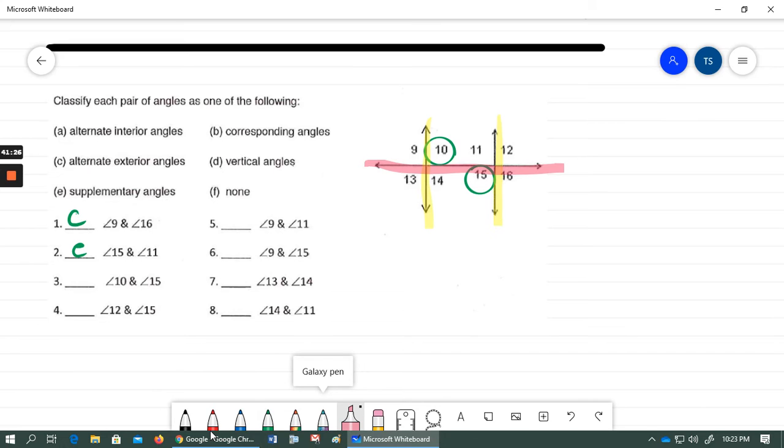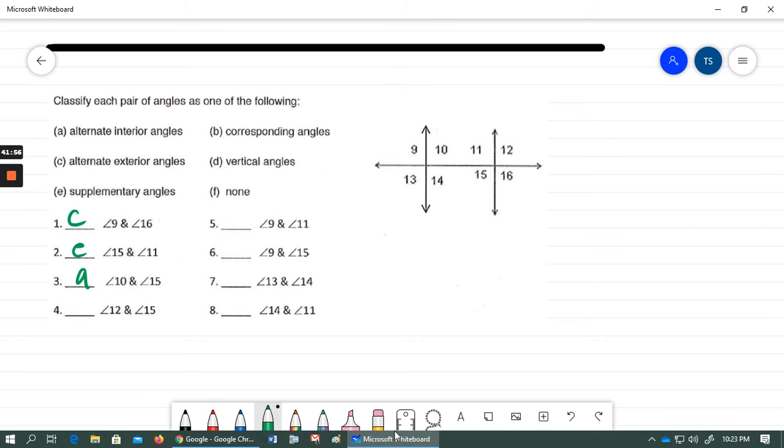So these two angles here would be considered alternate because they're on opposite sides or alternate sides of the transversal. Alternate interior angles. Okay, so angle 10 and angle 15 are alternate interior angles. All right, I'm getting rid of all of that. They're alternate interior angles, and that's A, that's an answer choice.